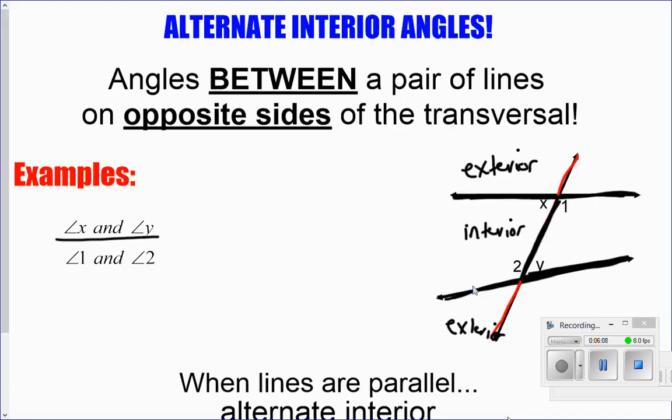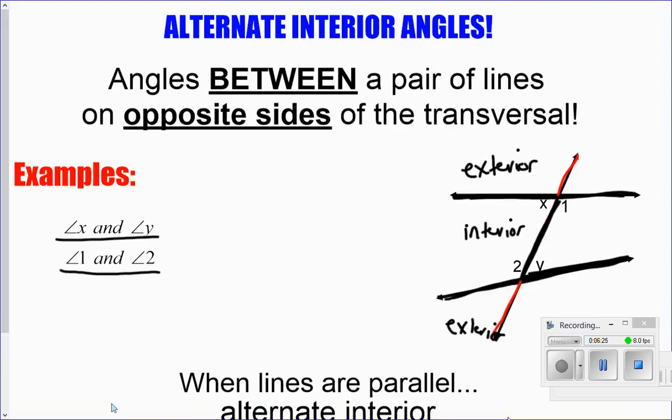That's kind of a backward Z, but same idea. One's on the right side of the transversal and two's on the left side of the transversal, but both 1 and 2 are on the interior of those two lines. Therefore, angles 1 and 2 are another example of alternate interior angles.